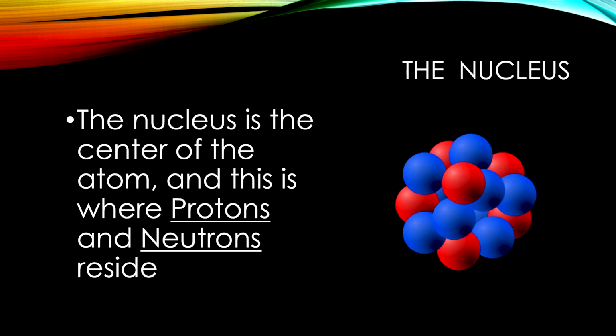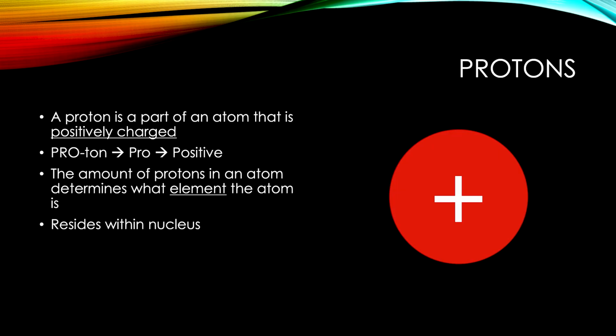The first thing we'll look at is the nucleus. The nucleus is the center of the atom, and this is where protons and neutrons reside. A proton is a part of an atom that is positively charged. And you might be wondering, what does charge mean? Charge is just a fundamental property of an atom or an object. It's a pretty complicated concept that you'll get into as you move up in your education. But just for now, protons are positively charged is what you need to know.